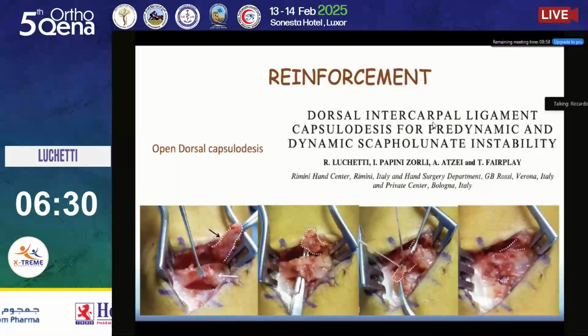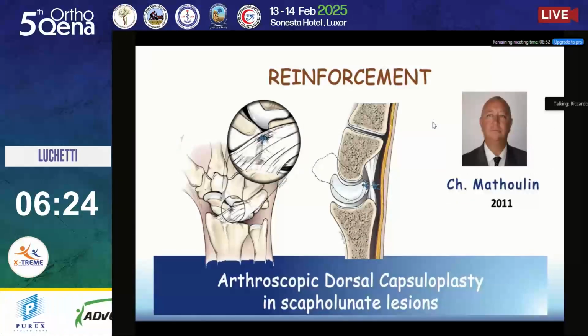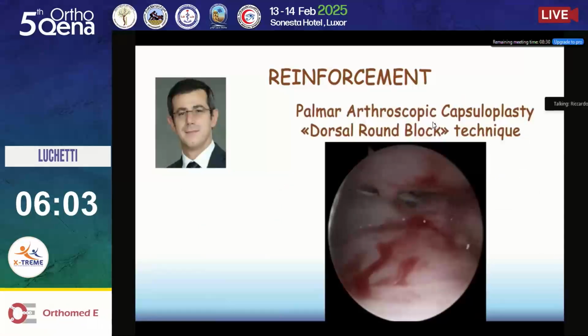This is dorsal capsulodesis, preserving the dorsal ligament and making a reinforcement of the dorsal part of the scapholunate ligament. Another possibility is totally arthroscopic, proposed by Mathoulin. Perfect, because you cannot open anything, but you need to have part of the ligament. You can fix the dorsal capsule, the dorsal extrinsic ligament, with the dorsal remnant part of the ligament. These are for the dorsal part of the ligament.